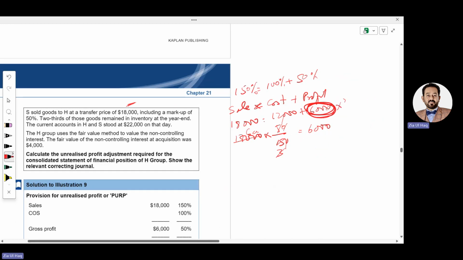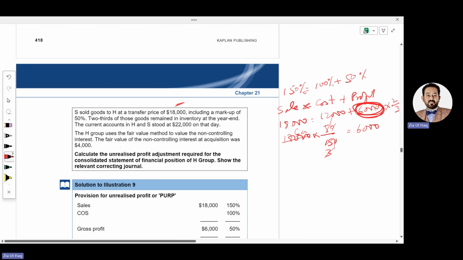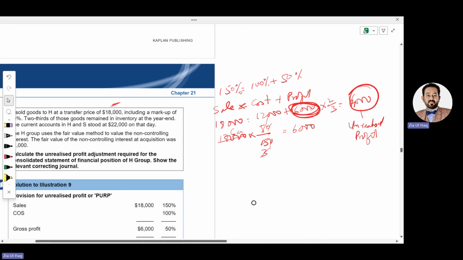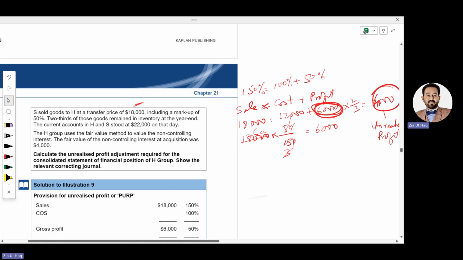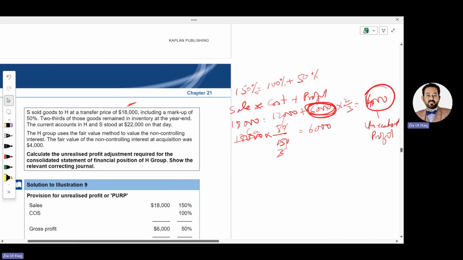What is 2/3? 4,000. This is unrealized profit. Because 1/3 sold, this means 2/3 still remains in the inventory at the year end out of this. So what is the unrealized profit? 4,000. How much is our share? 90%. How much is non-controlling interest share? 10%.